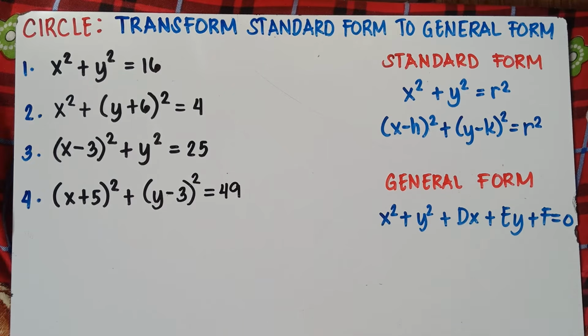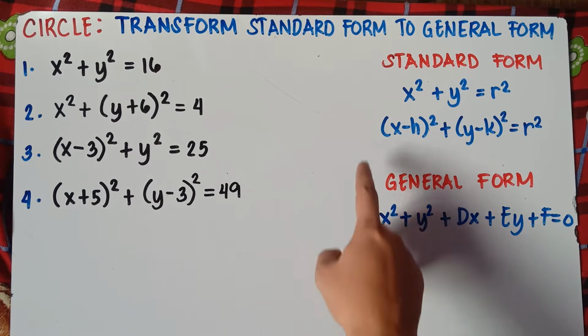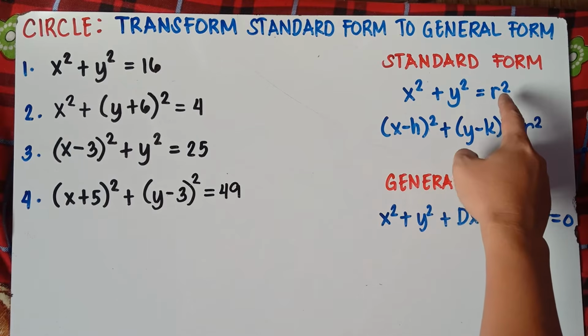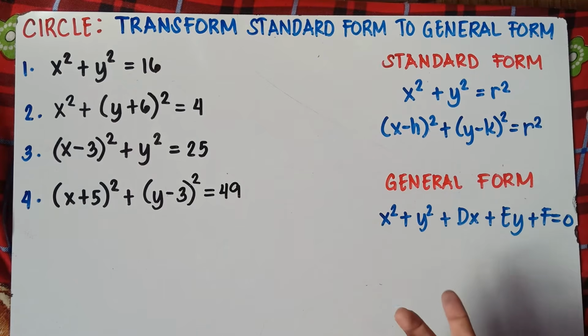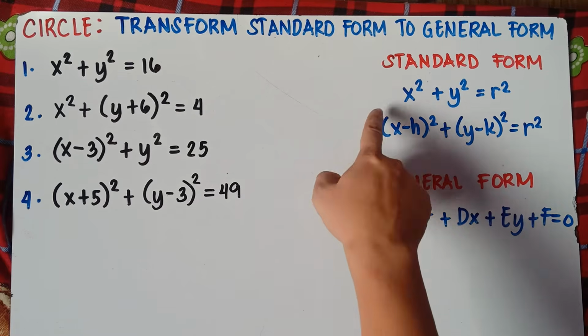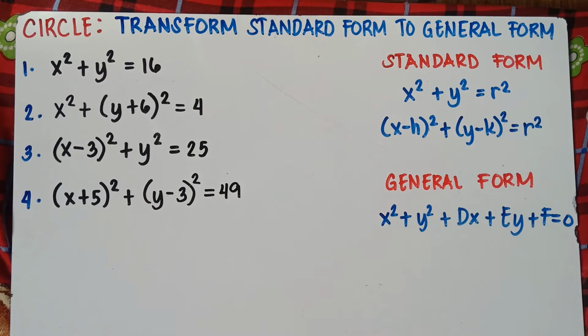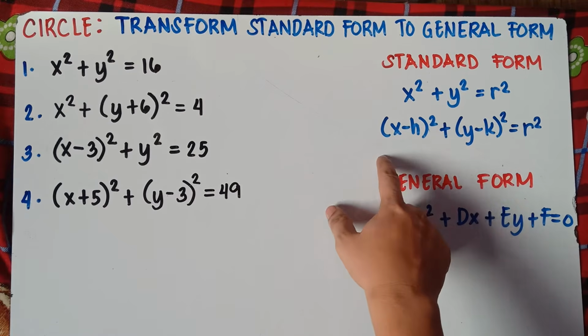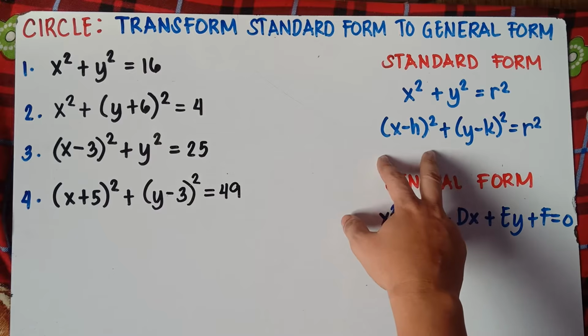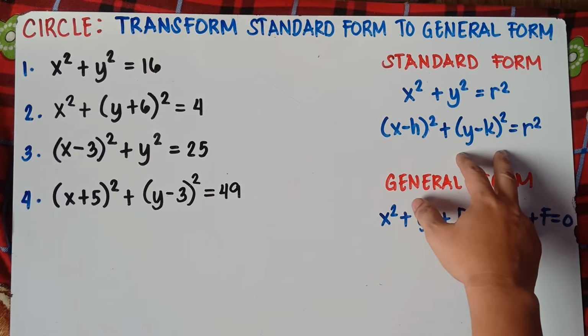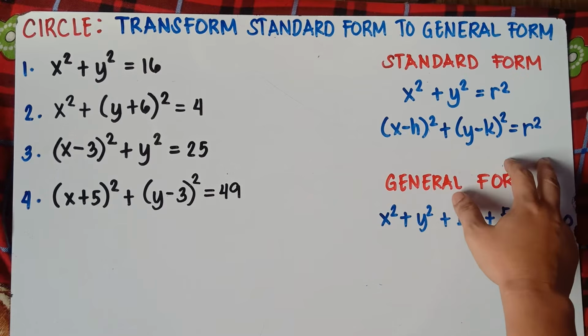Alright, so the standard form of a circle would be x squared plus y squared equals r squared if your center is at 0, 0. Once again, class, if the value of your h and the value of your k is 0, 0, this will be the equation x squared plus y squared equals r squared. Now, if your h and k is not 0, 0, for example, your h is 2 and your k is negative 3, this will be your equation.